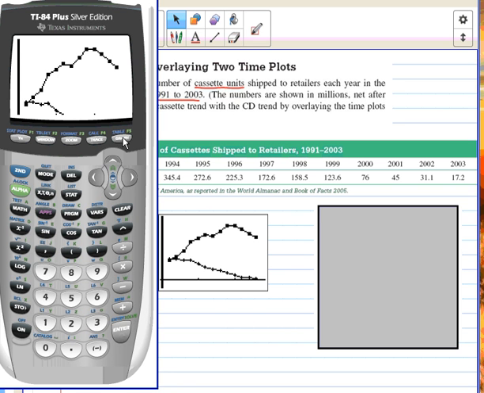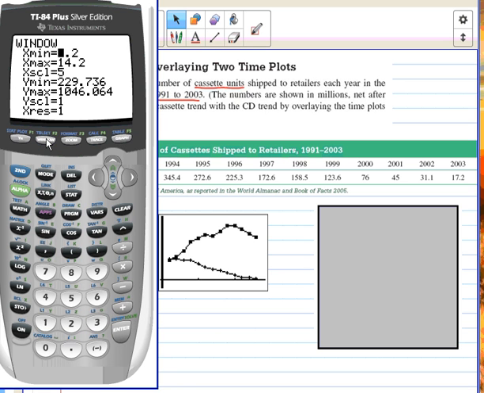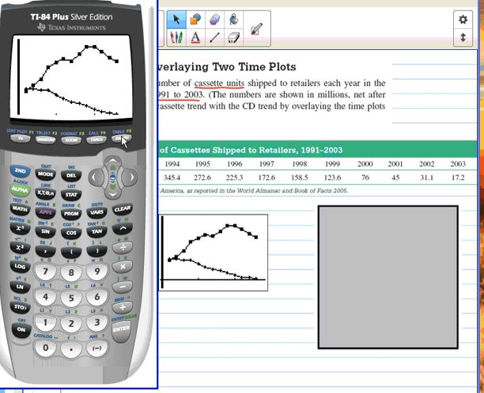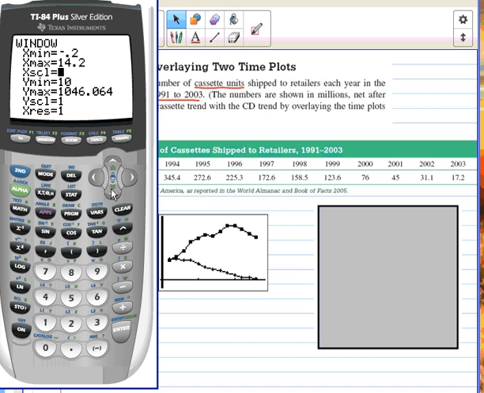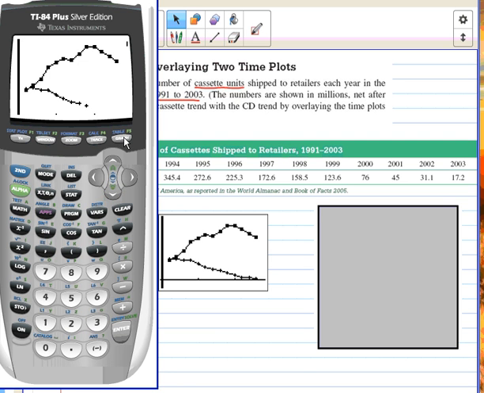I'm missing. I need to change my window some. We've got to go much smaller on my window. This thing goes all the way down to 17.2. So I'm going to do my Y minimum, and I'm just going to call it 10. Maybe I need to go a little lower on my window. We'll call our Y minimum 5. And then graph it out.